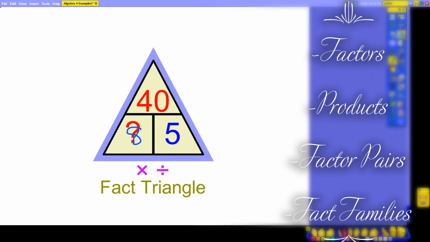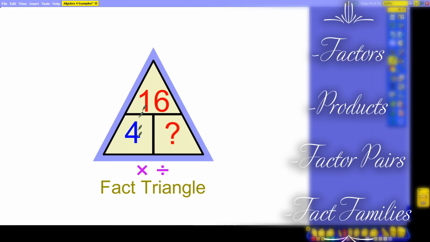Let's look at another one. 9 times 6 is 54. So 54 is the answer. Should go up here. Now remember, 54 divided by 6 is 9. 54 divided by 9 is 6. If you multiply these two numbers in any order, you get 54.